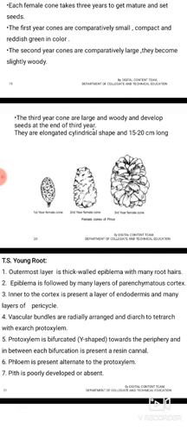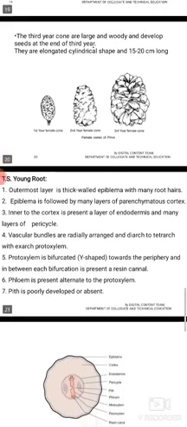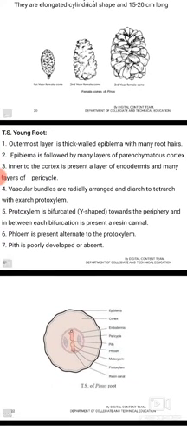Coming to the anatomy of root. First, anatomy of young root. In a transverse section of young root, the outermost layer is the epiblema, which has thick walled cells with many root hairs. Epiblema is followed by many layers of parenchymatous cortex. Inner to the cortex is present a layer of endodermis and many layers of pericycle.